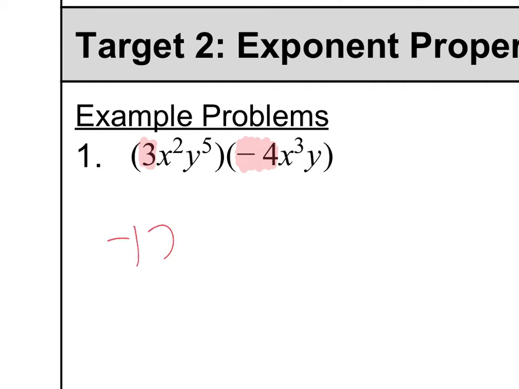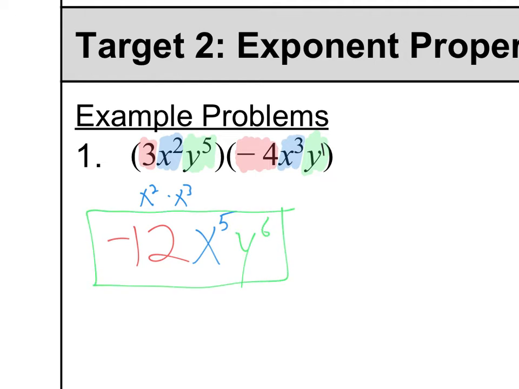That's negative 12. We'll do the same thing with the x's. I've got x squared here, and I've got x to the third here. So if I think, what is x squared times x to the third? Well, we already did that as one of our examples. That's x to the fifth. We'll do the same thing with the y's. I've got y to the fifth, and I've got y to the, doesn't really give me an exponent, so I'm going to assume there's a 1. So that would be y to the sixth power. That is all we have to do there. That is it.